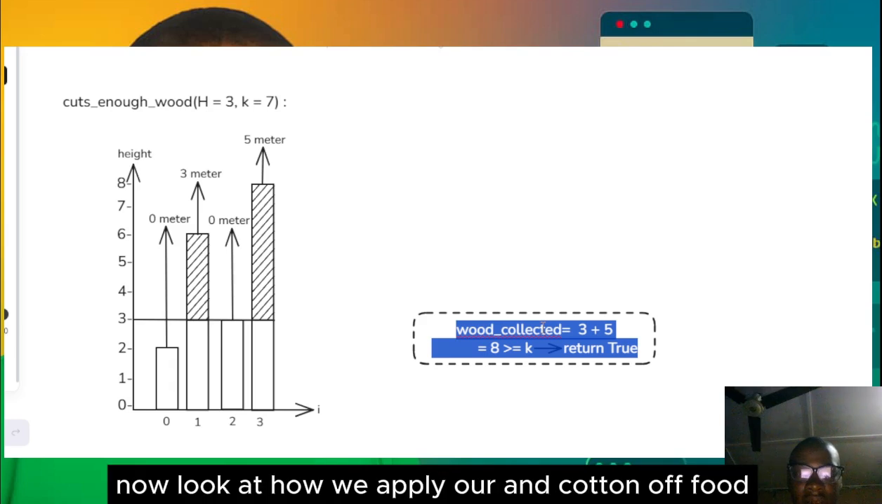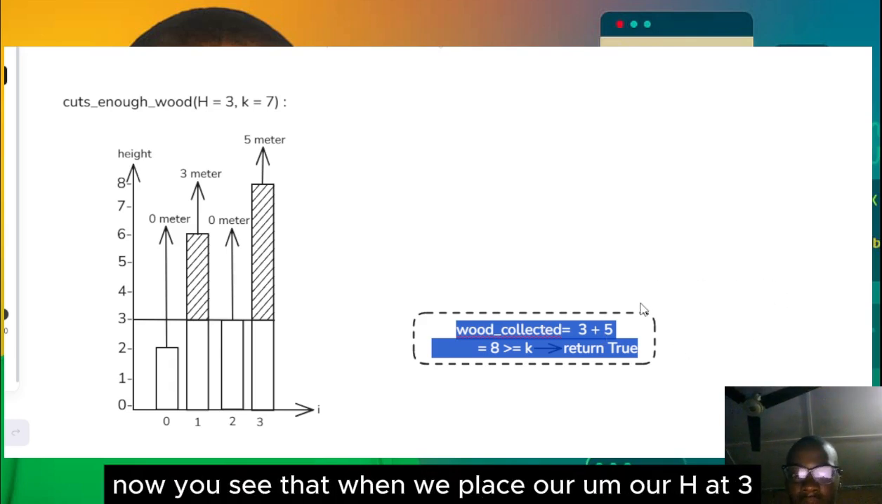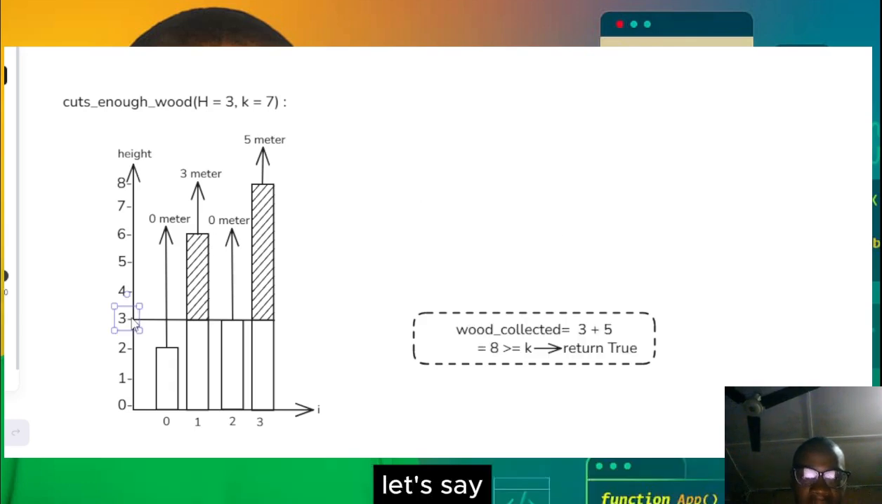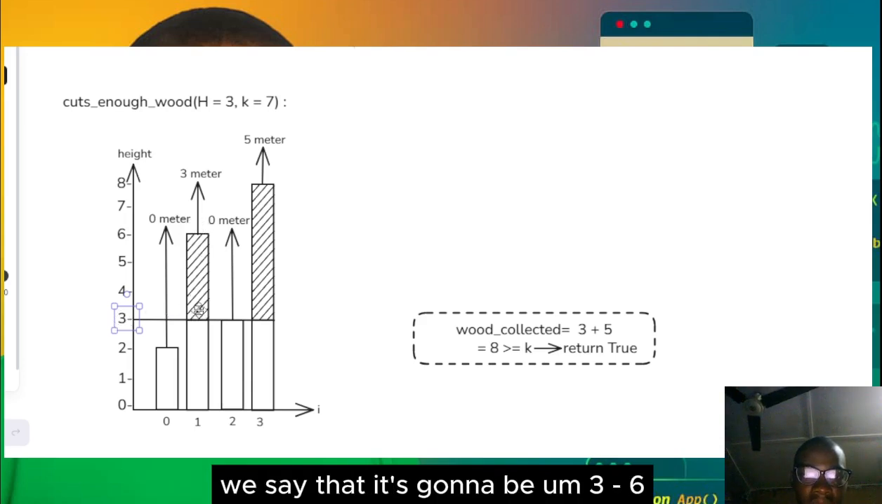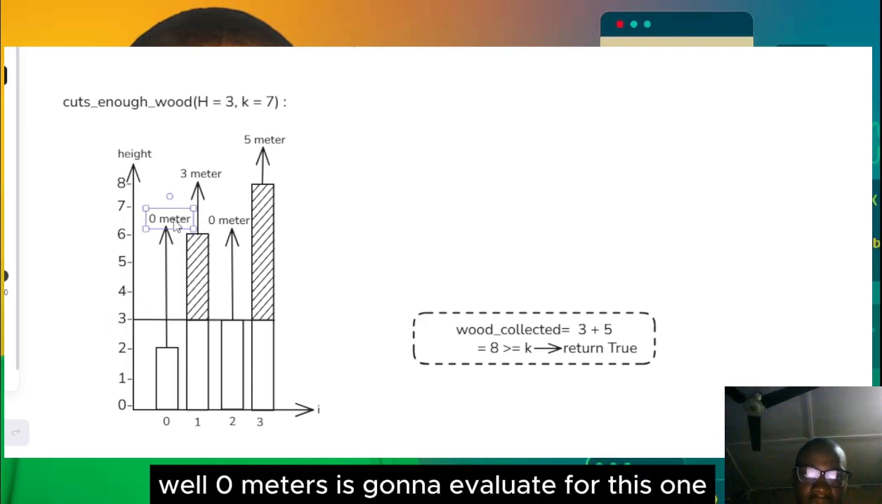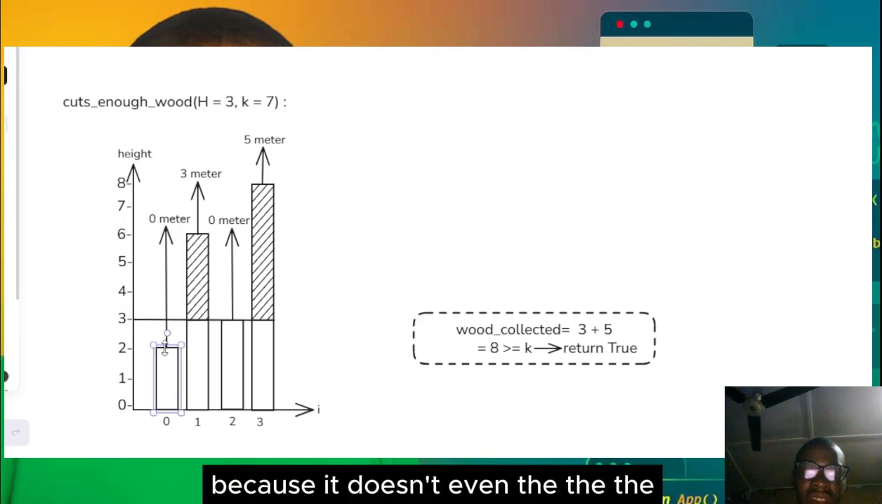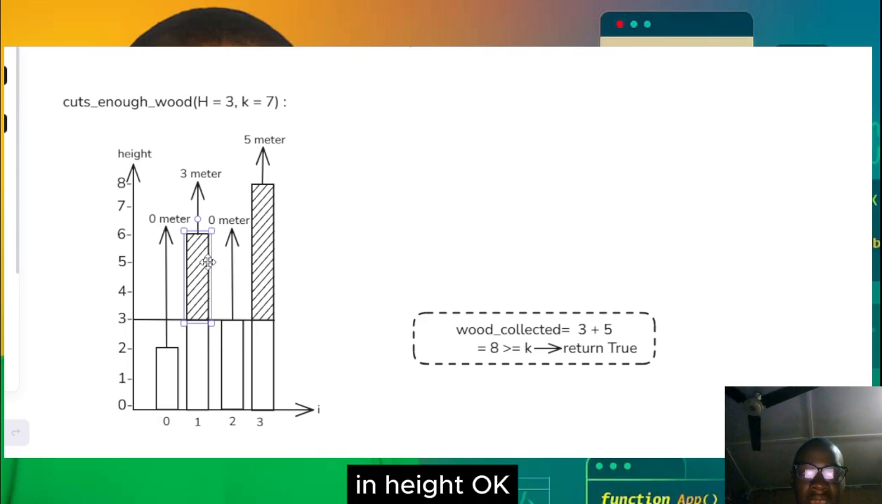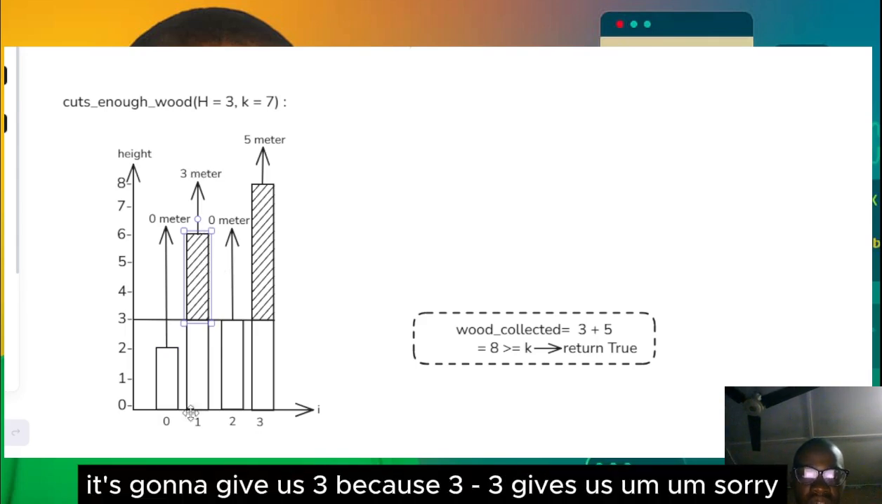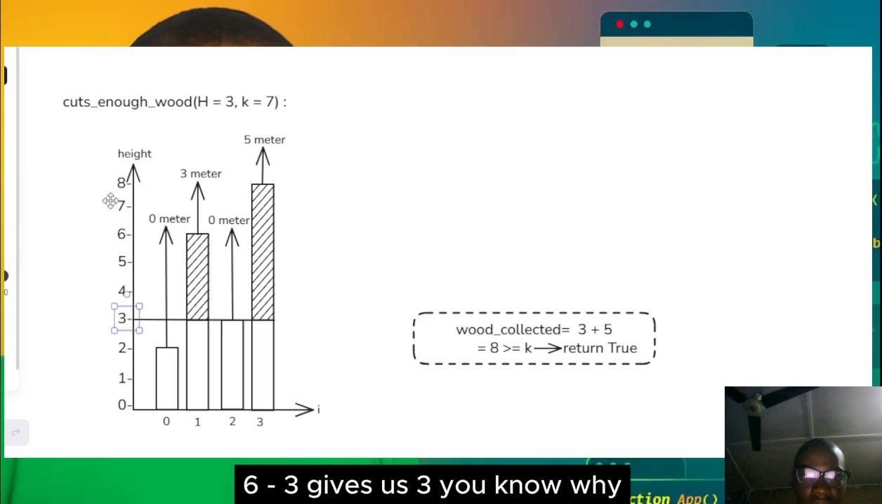So either we have a true, or we have a false. Look at how we apply our cut enough wood function now. When we place our h at 3, let's say the h we pass to the function is 3, we say it's going to be 3 minus 6. Well, 0 meters is what this one evaluates to, that is 0. Why? Because the tree is not tall enough to reach height 3. But for this particular tree that has 6 meters of height, it's going to give us 3, because 6 minus 3 gives us 3.